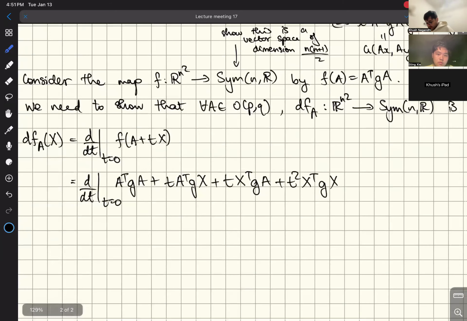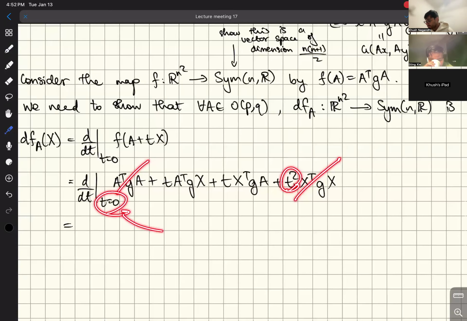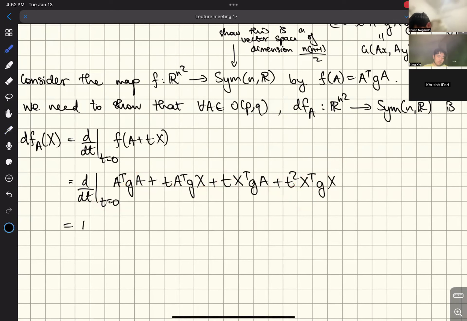Okay. And now taking the derivative, this term goes to zero because it's constant. This term goes to zero because it has a t squared, and when you evaluate it at zero, it kills it. This t vanishes, and what you're left with is A transpose G X plus X transpose G A.